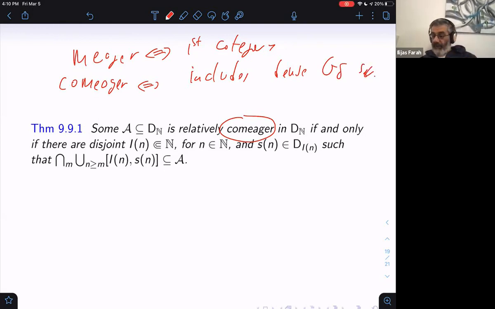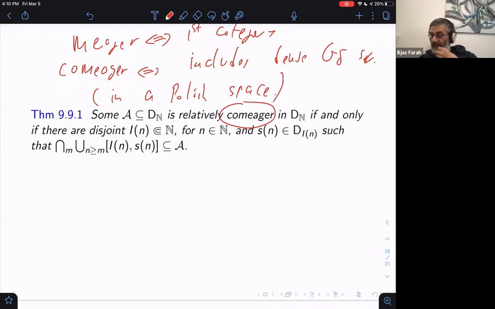Here I'm talking about subsets of a Polish space. You don't really need the Polish space, you just need a Baire space, but let's not bother defining Baire spaces. If you have a completely metrizable separable space, this is the case. So anyway, a subset A of this product space is relatively co-meager if and only if, and here is a combinatorial characterization of what it means to be co-meager.